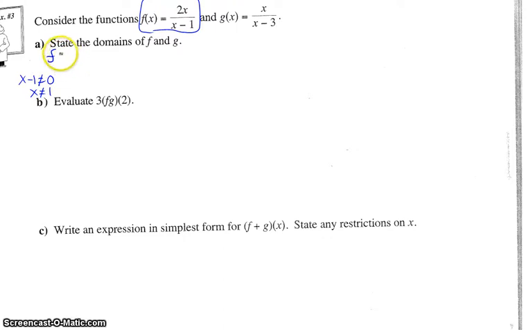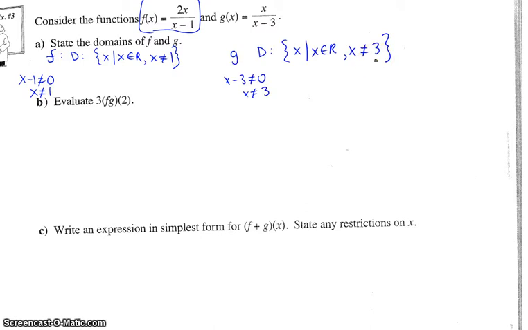So to write that for f, our domain would be x such that x is an element of the reals, every other number, but it cannot equal 1. There we go. Same idea with g of x. You guys try that, pause your video, and see if we get the same answer. Okay, so did you also get for the domain x such that x is an element of the reals and x cannot equal 3? So you set the denominator equal to 0, solve for x.